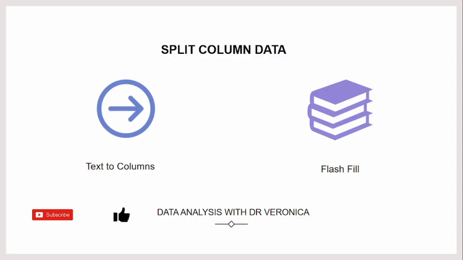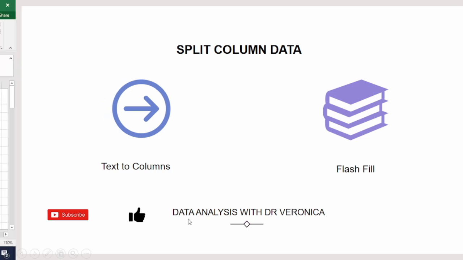So next, we are going to look at how to split column data using two different methods. First, we will look at how to use the Text to Columns feature in Excel to split column data, and we are also going to look at how to use Flash Fill to split column data. Of course, we looked at how to use Flash Fill to combine, so we can also use the Flash Fill feature to split column data.